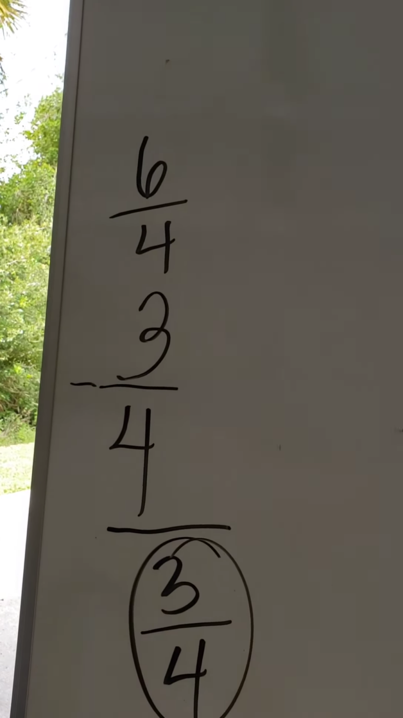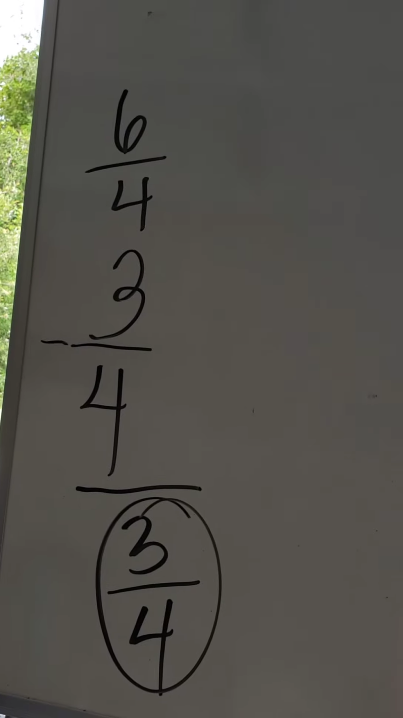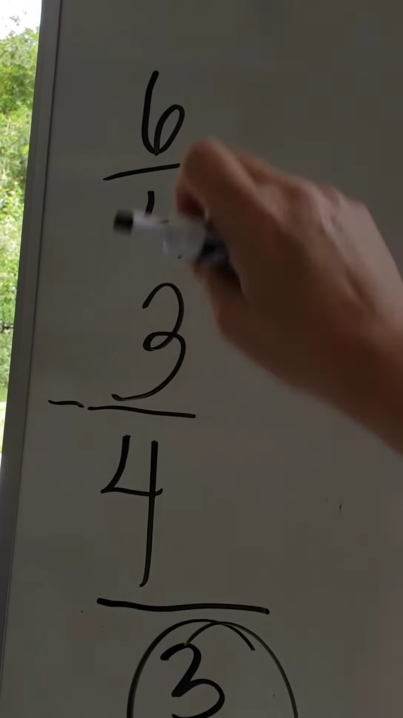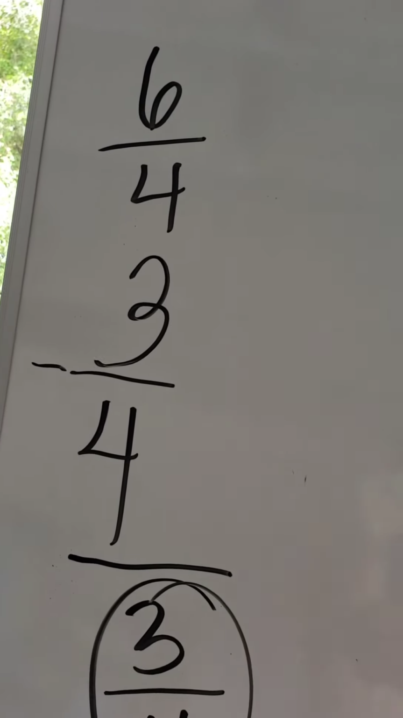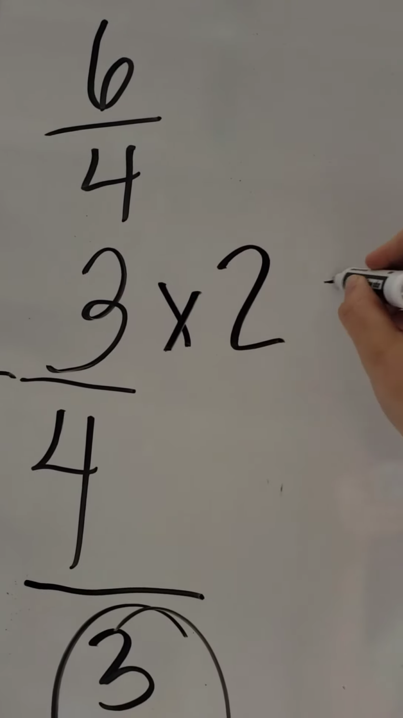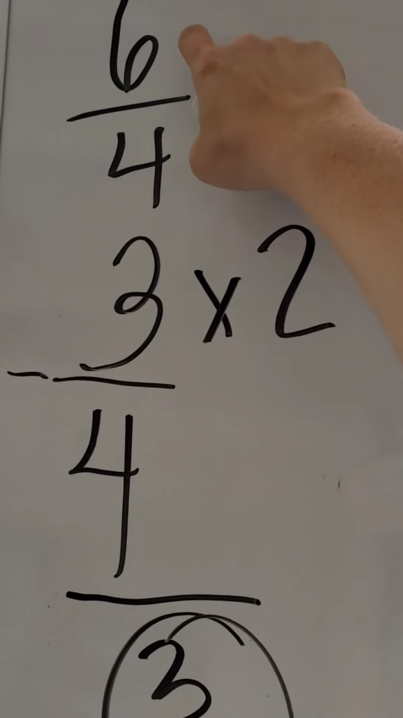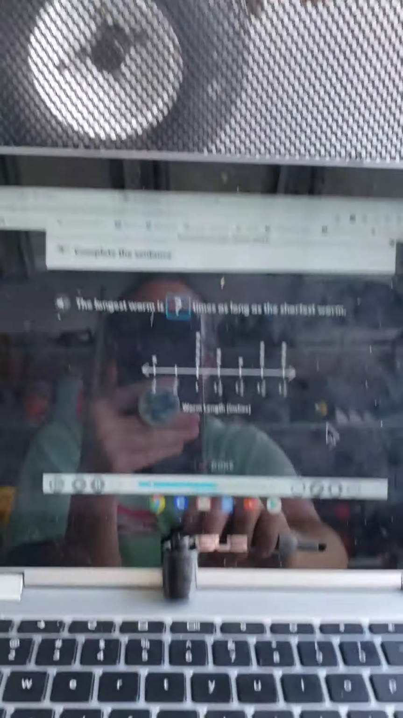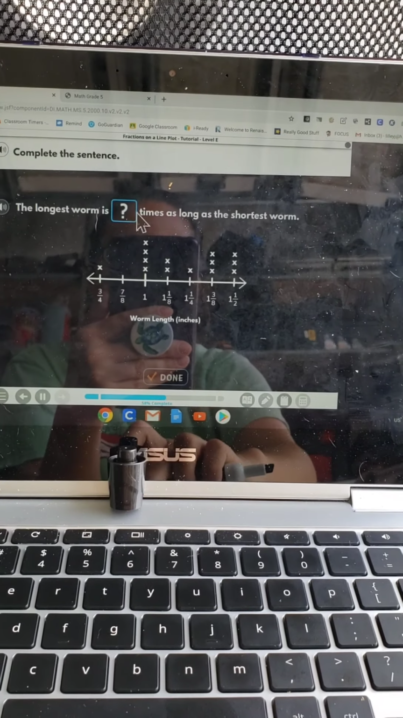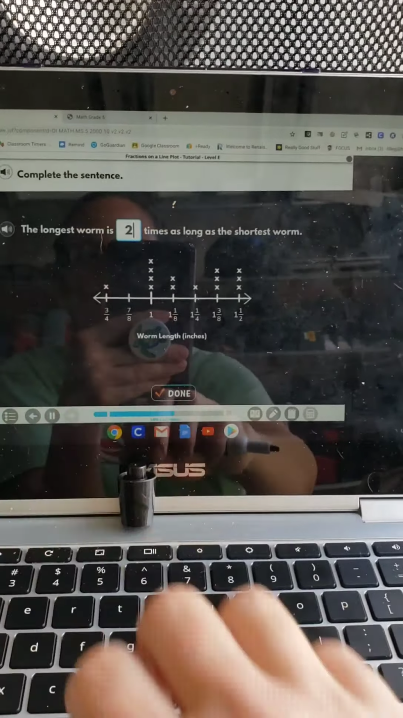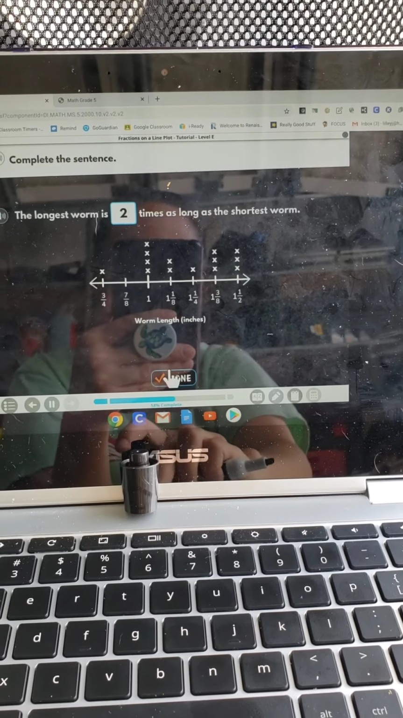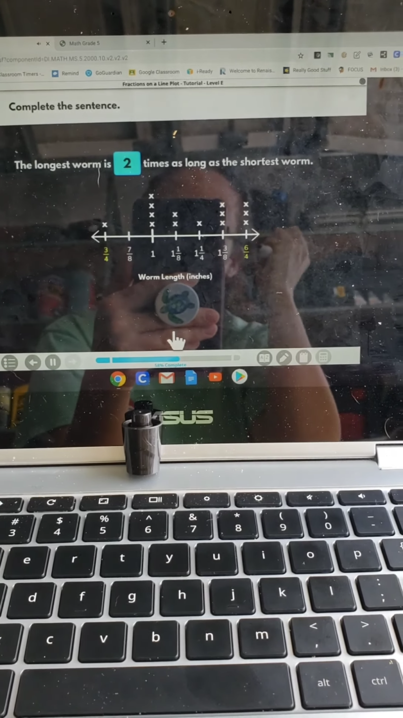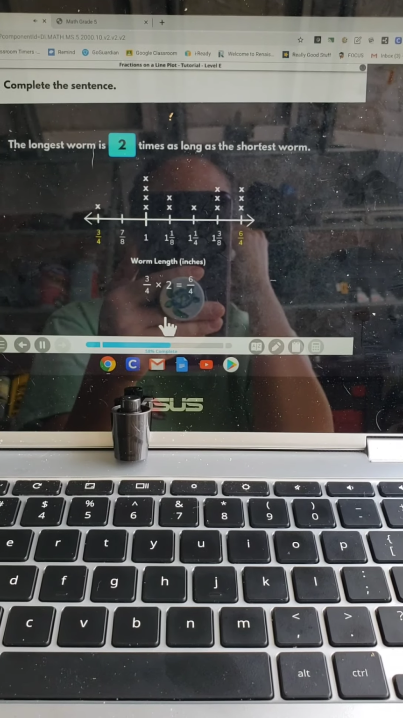Okay, so you can take a look at this. Here's our shortest worm, and here's our longest worm. 3 times 2 equals 6, which would be our numerator. So it's 2 times as long as the shortest worm. Right on. 1 1/2 or 6/4 is 2 times as great as 3/4.